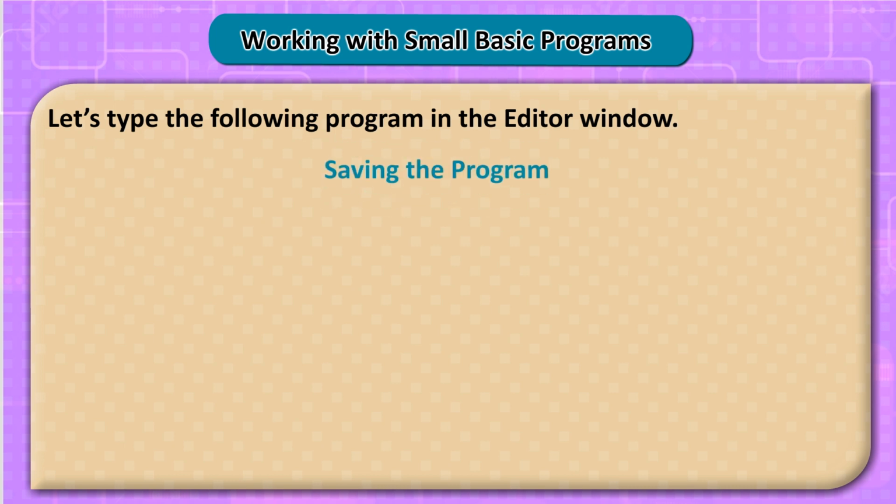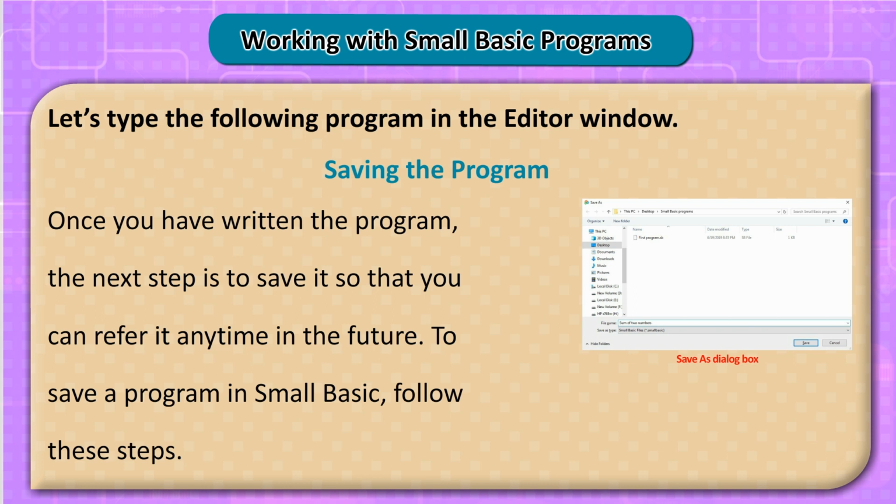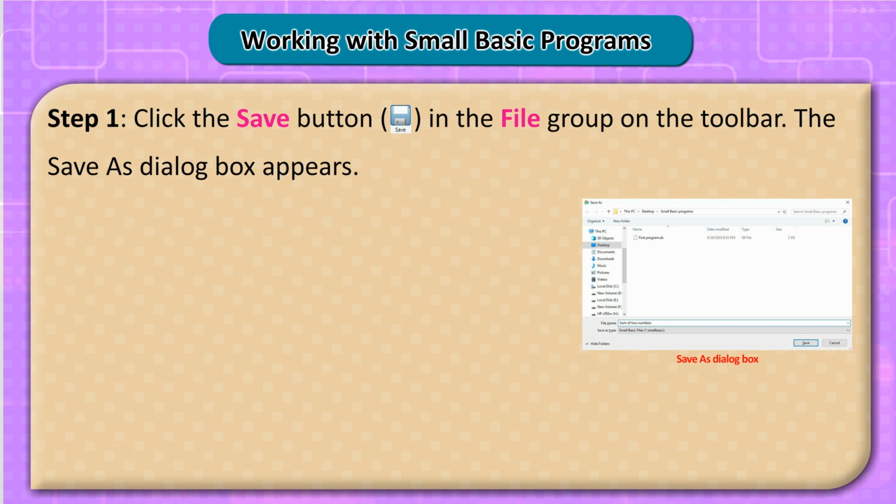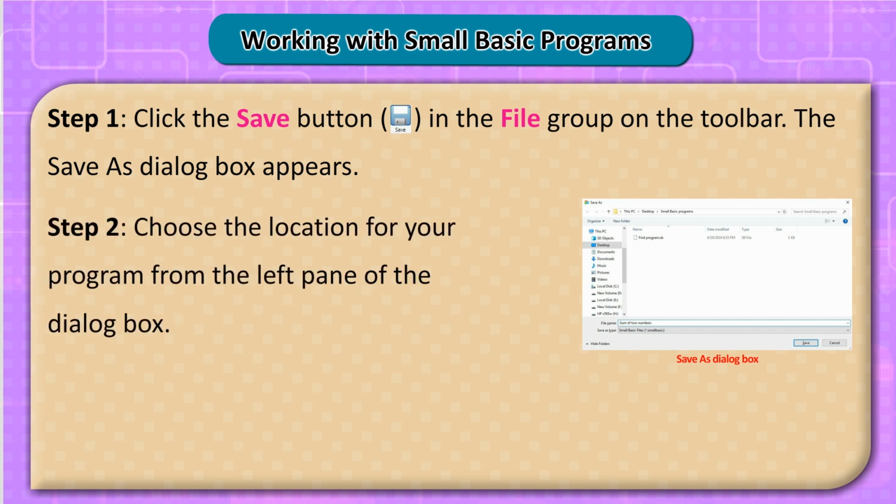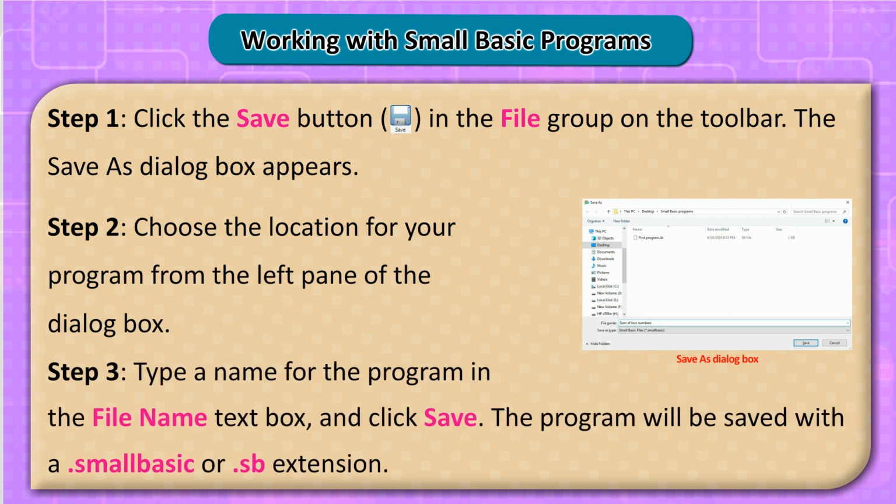Saving the program. Once you have written the program, the next step is to save it so that you can refer to it anytime in the future. To save a program in Small Basic, follow these steps. Step 1. Click the Save button in the File group on the toolbar. The Save As dialog box appears. Step 2. Choose the location for your program from the left pane of the dialog box. Step 3. Type a name for the program in the File Name text box, and click Save. The program will be saved with a .sb extension.